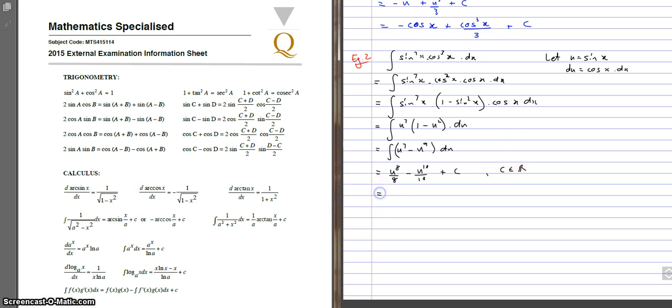And now we can replace our u's back into sine x. So that's sine to the power of 8 of x over 8 minus sine to the power of 10 x over 10 plus c. And that's our solution there. So we'll leave it at that, and we'll come back and do another video with more examples.